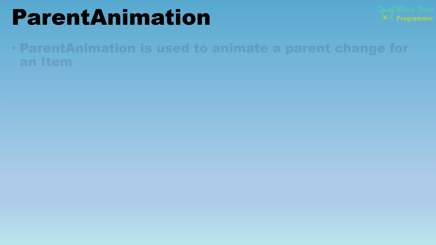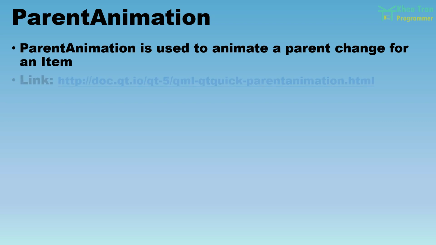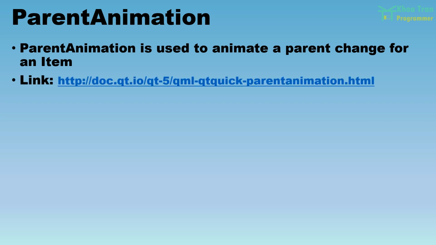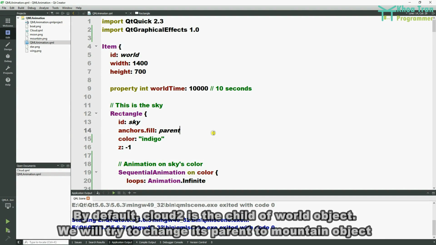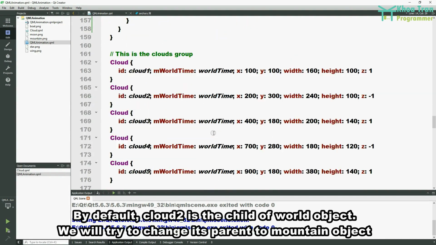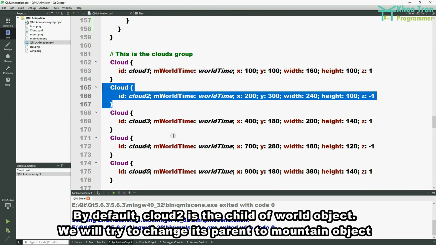ParentAnimation. ParentAnimation is used to animate a parent change for an item. We apply ParentAnimation in order to change the parent of one cloud. By default, Cloud 2 is the child of World object. We will try to change its parent to Mountain object.